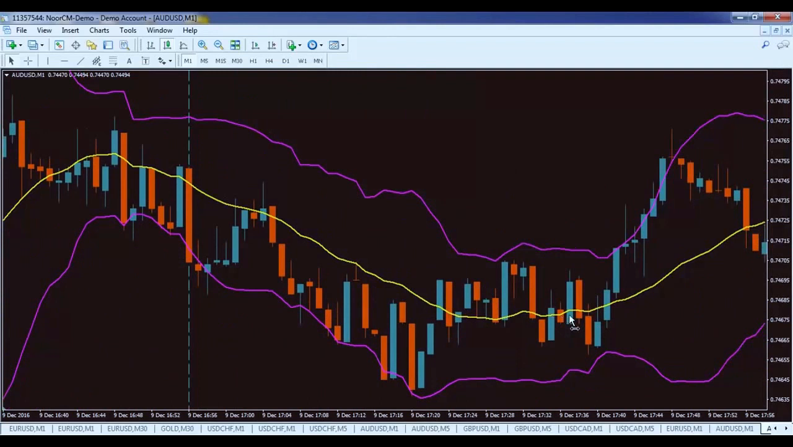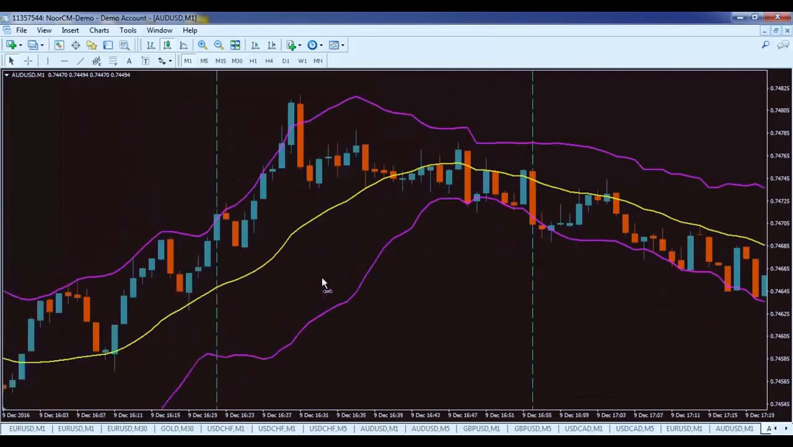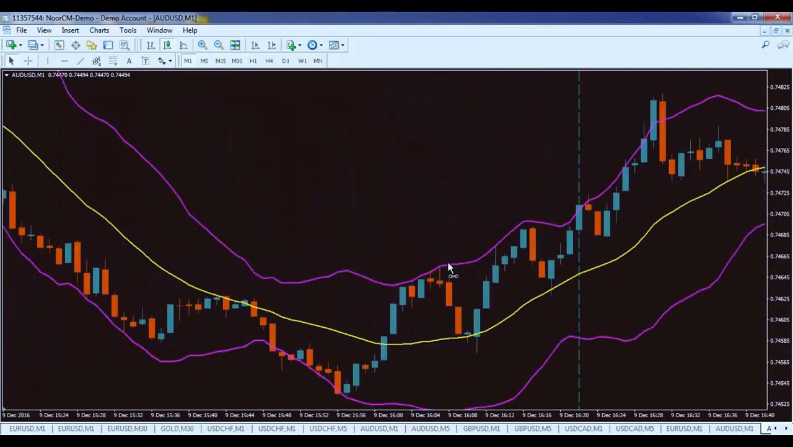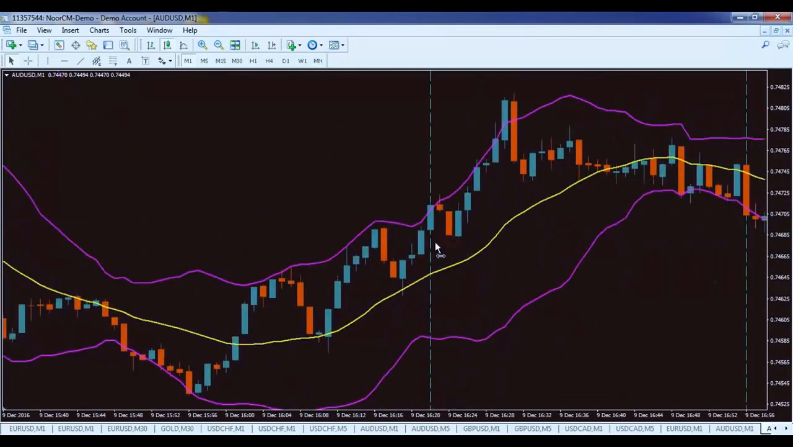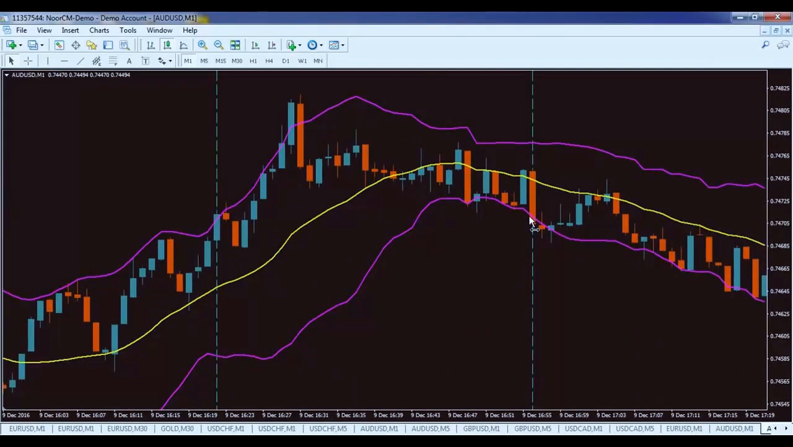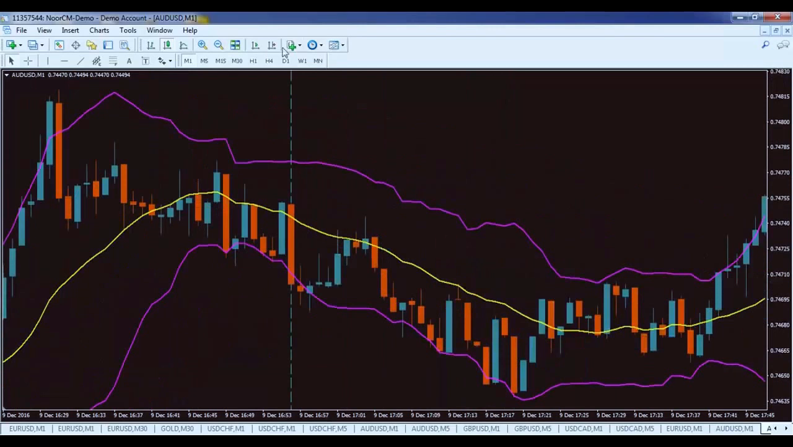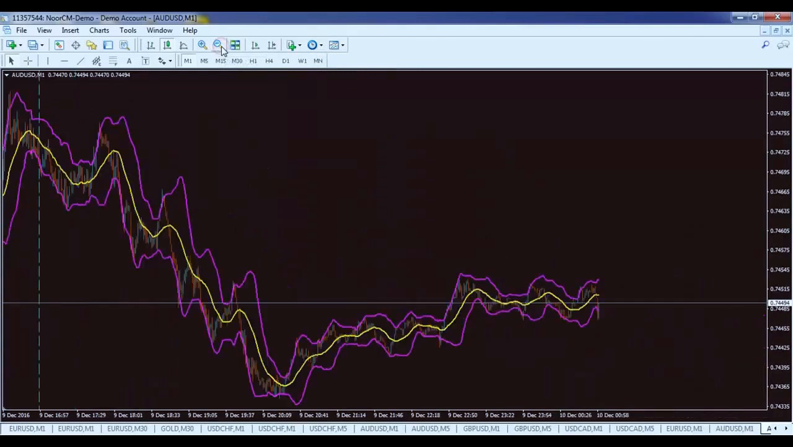Let's see some other examples. Okay, that one is another example. So this one works, my friend, just in ranging markets. For those who are not familiar with the concept of a ranging market, I will show you. This kind of movement is a trend, and we call it a trending market.